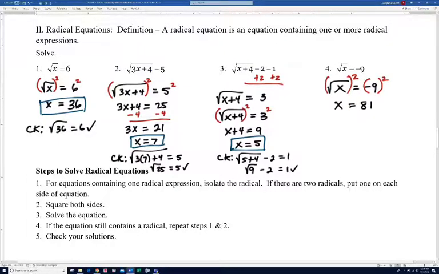The problem here, though, is when we plug it in, notice the square root of 81 is not negative 9. In fact, if you look at this equation closely, when is the square root of a number ever negative? The smallest real number that I can take the square root of would be 0. The square root of 0 is 0.